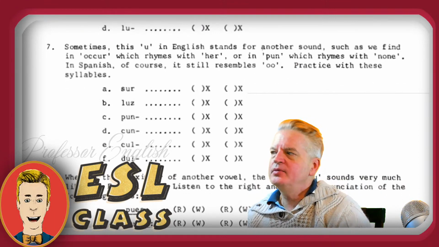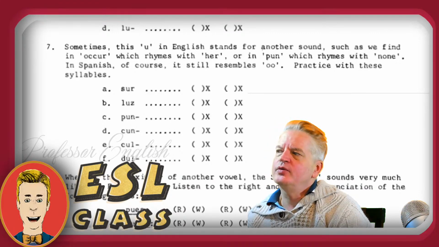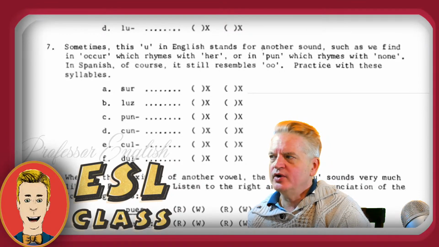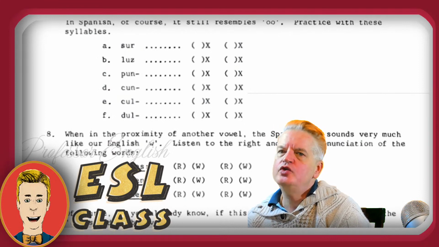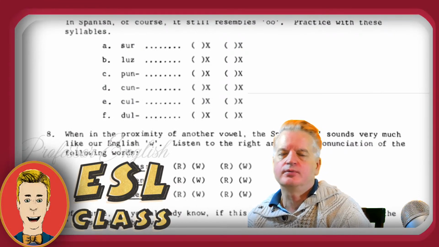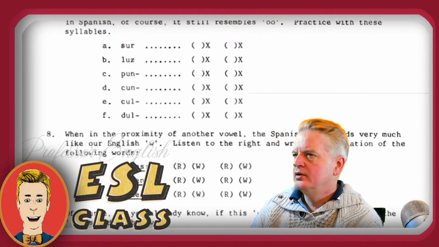Number 7. Sometimes this U in English stands for another sound, such as we find in occur, which rhymes with her, or in pun, which rhymes with none. In Spanish, of course, it still resembles U. Practice with these words. Letter A is sur, sur. B is luz, luz.